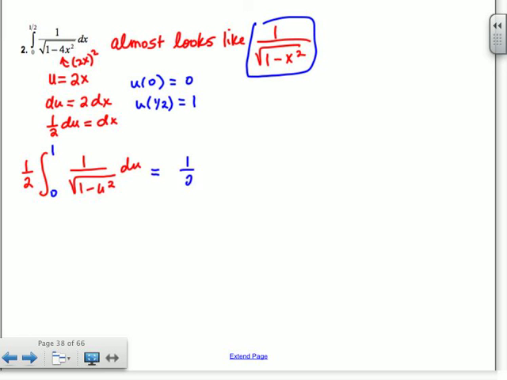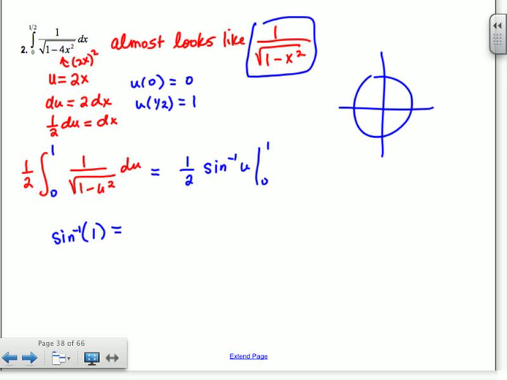Okay, so I have 1/2 inverse sine of u going from 0 to 1. So what this means when we're doing inverse sine, Mr. Syek was just doing this in pre-calc yesterday: if I'm finding inverse sine of 1, you're asking what on your unit circle gives you a sine value of 1, and it's restricted to this domain. So it can only be between negative pi over 2 and pi over 2. What gives you a sine value of 1?